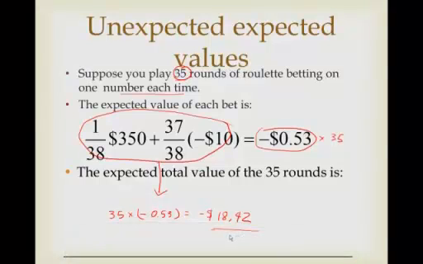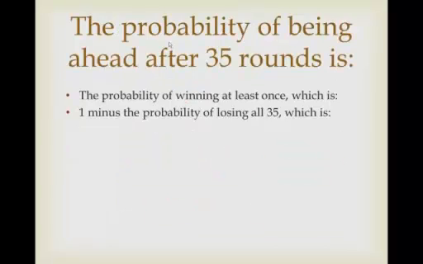So overall, you're in the hole on average. But here's the interesting thing: even though on average people are in the hole $18.42, 61% of the people who are playing are actually still ahead. How can that be? Let's look at this. The probability of being ahead after 35 rounds, all you have to do to be ahead is to win at least one time. To win at least one time, well, that's the same as 1 minus the probability that you lost all 35 times.